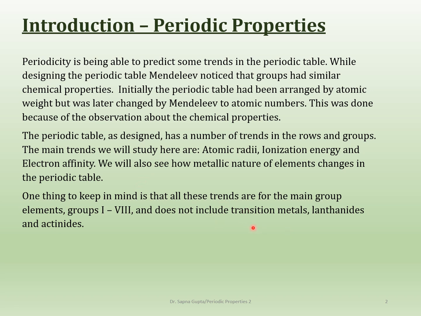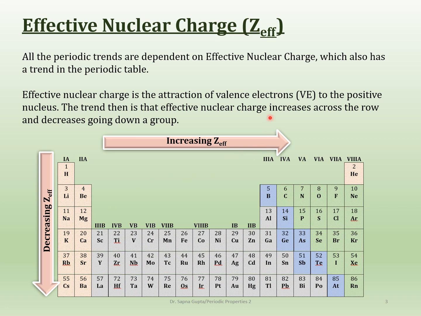Transition metals don't do that, right? Transition metals, everything, all the electrons are going into the core. And lanthanides and actinides also don't follow these trends. Okay, so we are going to limit this to main group elements. All right, so before we get into all the other periodic properties, I want to talk about something called the effective nuclear charge. And I think once you understand the effective nuclear charge, it will be easier for you to understand all other properties that I'm explaining to you.